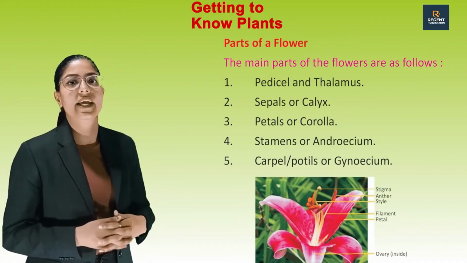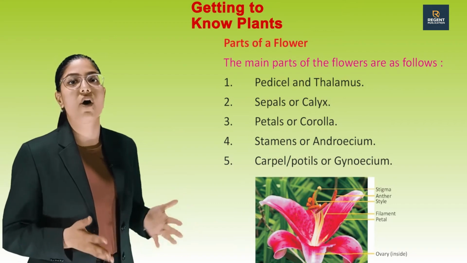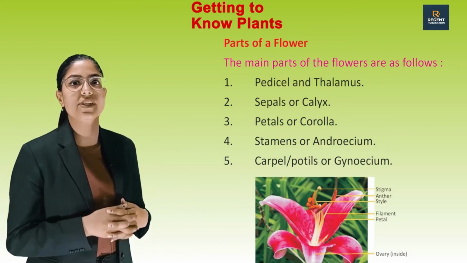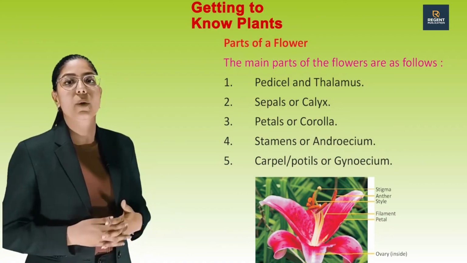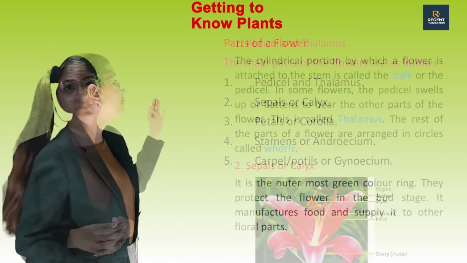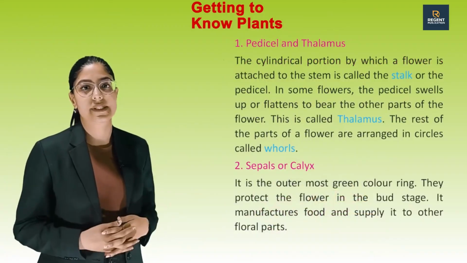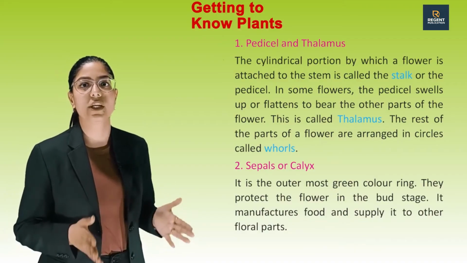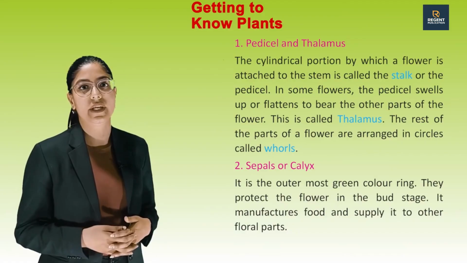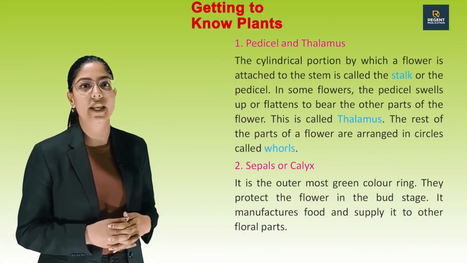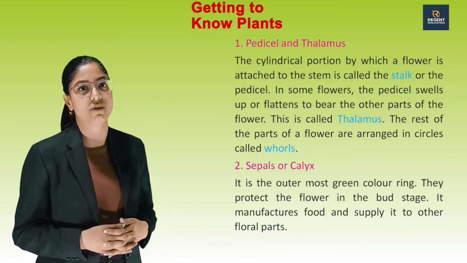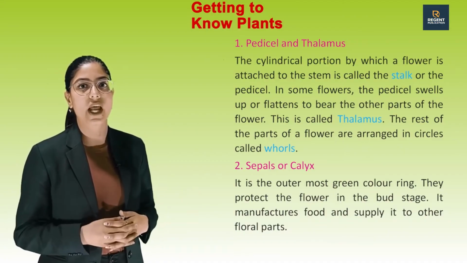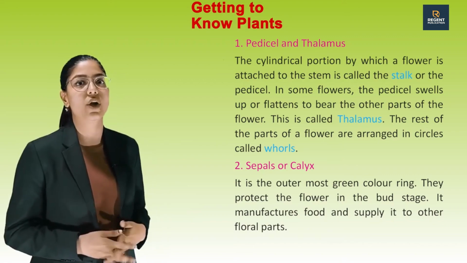First, pedicle and thalamus, sepals or calyx, petals or corolla, stamens or androecium, carpel, pistil or gynoecium. First, pedicle and thalamus. The cylindrical portion by which a flower is attached to the stem is called the stalk or the pedicle. In some flowers, the pedicle swells up or flattens to bear the other parts of the flower. This is called thalamus. The rest of the parts of a flower are arranged in circles called whorls.